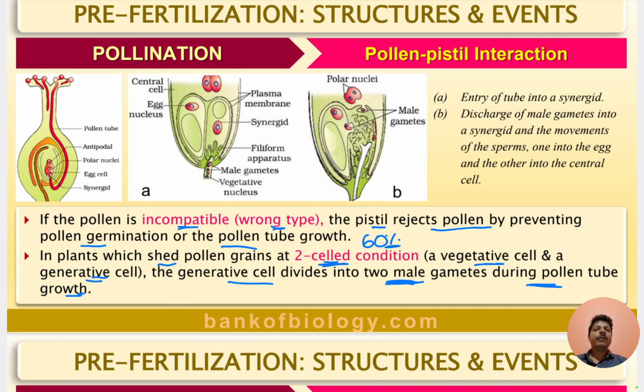Here the diagram. First one, entry of tube into synergids. Here the pollen tube entered into the synergids and the filiform apparatus guides the male gametes. Second, diagram B shows discharge of male gametes into the synergids and the movement of sperm, one onto the egg and the other into the central cell. Here you can see two male gametes: one will fuse with the egg cell and the other will fuse with the two polar nuclei.